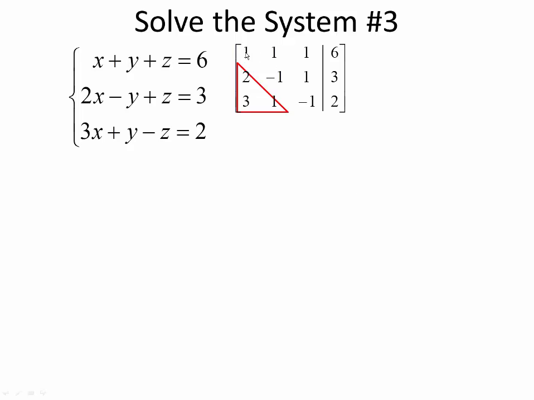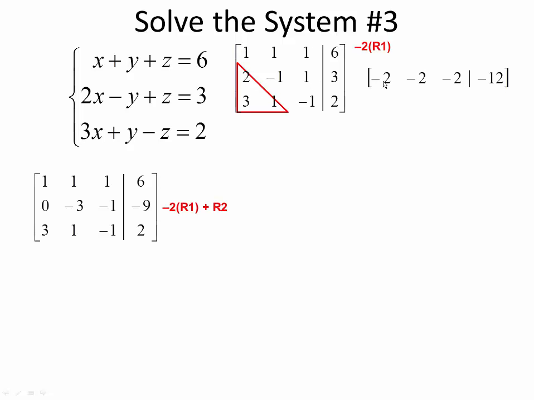And I see that 1 and a 2 there, so I'm going to try and turn that 1 into a negative 2. So I multiply that whole row by a negative 2. And when I add that to the second row here, my new second row will be a 0, negative 3, negative 1, and negative 9.